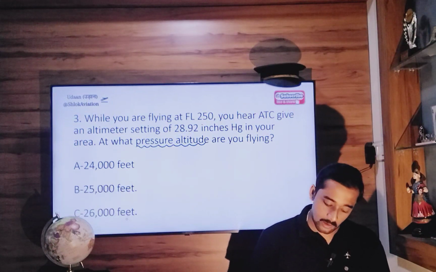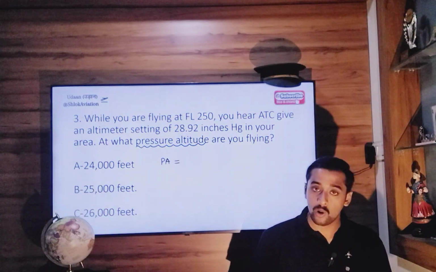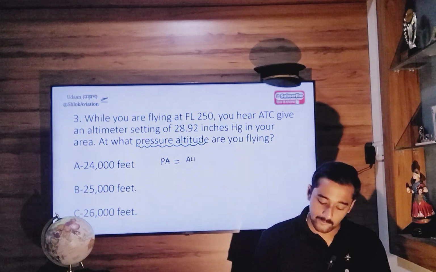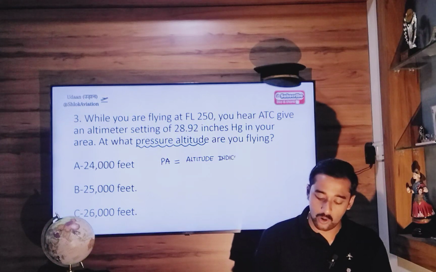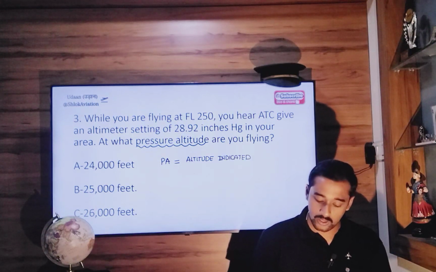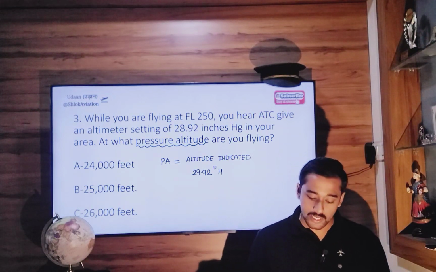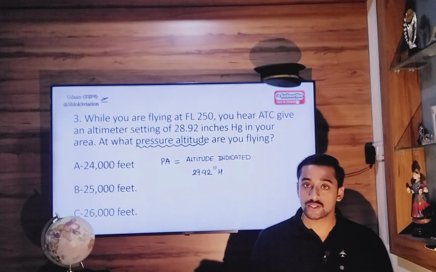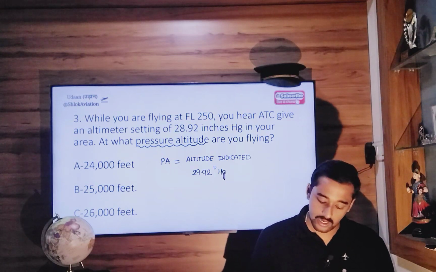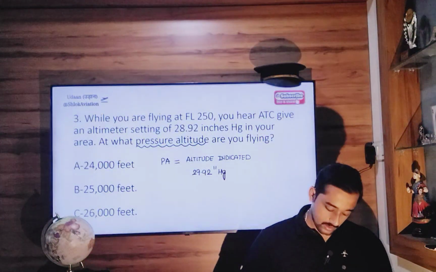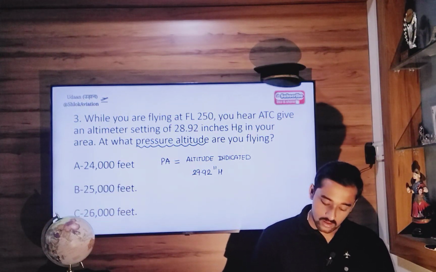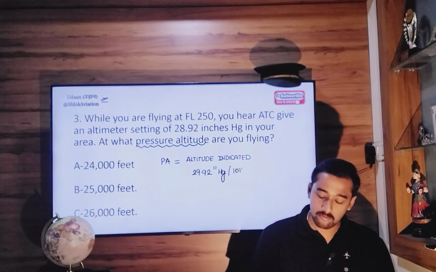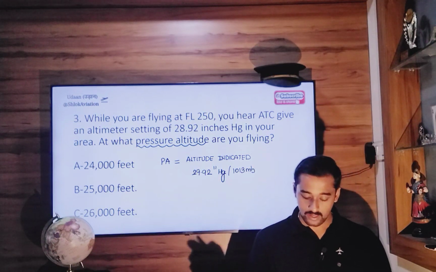So what is pressure altitude? Pressure altitude is nothing but the altitude indicated by your altimeter when you put 29.92 inches of mercury. So pressure altitude is the altitude indicated by the altimeter when you set 29.92 inches mercury or 1013 millibars in your altimeter setting window, right?